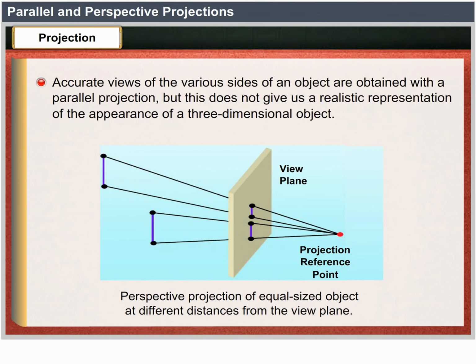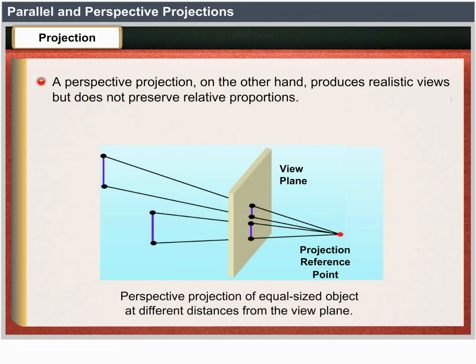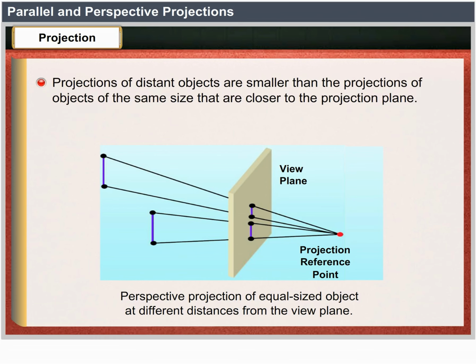Accurate views of the various sides of an object are obtained with the parallel projection, but this does not give us a realistic representation of the appearance of the three-dimensional object. A perspective projection, on the other hand, produces realistic views but does not preserve relative proportions. Projections of distant objects are smaller than the projections of objects of the same size that are closer to the projection plane, as shown in the figure.